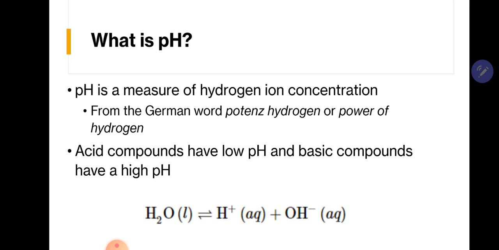So what is pH? pH is a measure of your hydrogen ion concentration. It's from the German word potens hydrogen, or the power of hydrogen, and you'll see why in a little bit when we get to the formulas. Acidic compounds, or solutions that are acidic, have a low pH. A lot of people think that if it's acidic, it has a high pH, and that's not true. Basic compounds have a high pH. And if we look at a solution of water, we see that we have a dissociation of hydrogen ions and hydroxide ions.